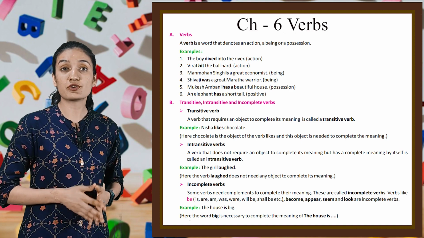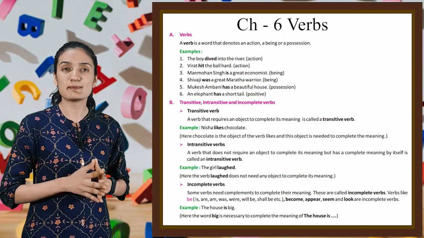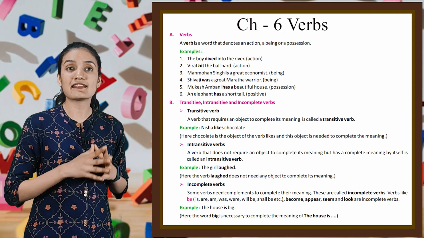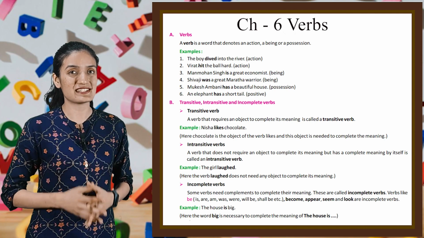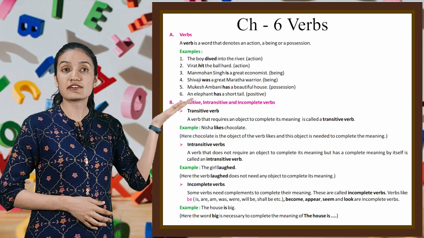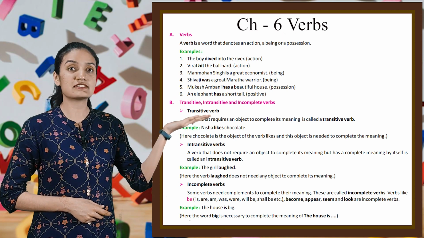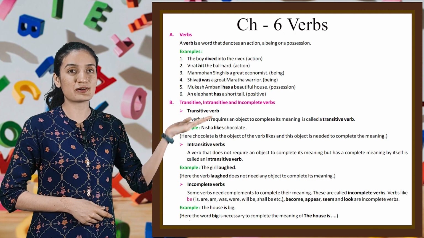Being. Shivaji was a great Maratha warrior. Being. Mukesh Ambani has a beautiful house. Possession. An elephant has a short tail. Possession. Now, transitive, intransitive and incomplete verbs.